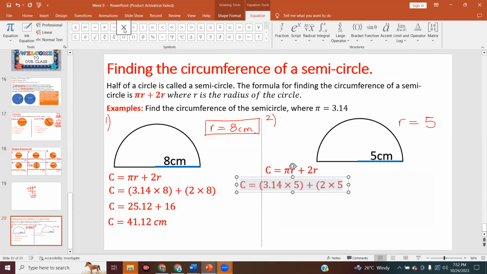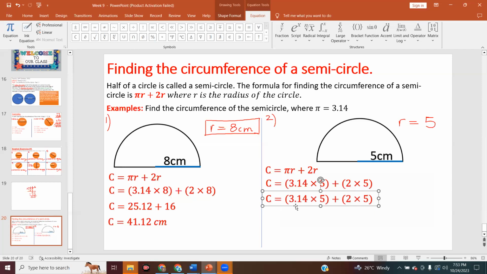Write this down, please, in your book. All right, so we have 3.14 times 5 plus 2 times 5. What do we do next? You multiply 3.14 by what? By 5. All right, and that gives you what? 15.7. Very good, I give you 15.7.